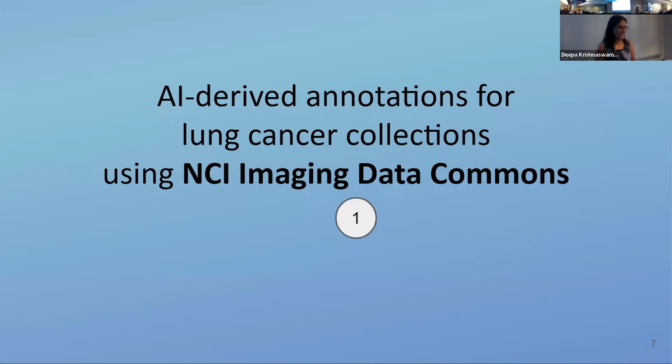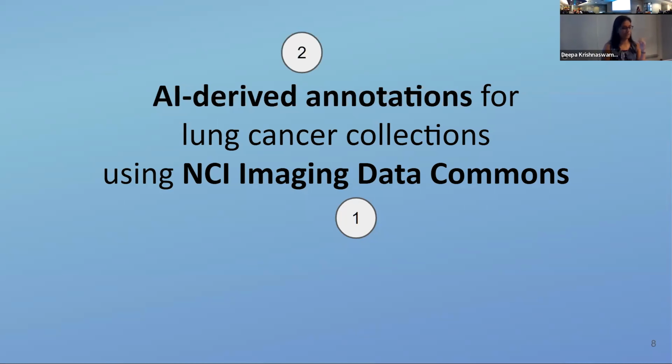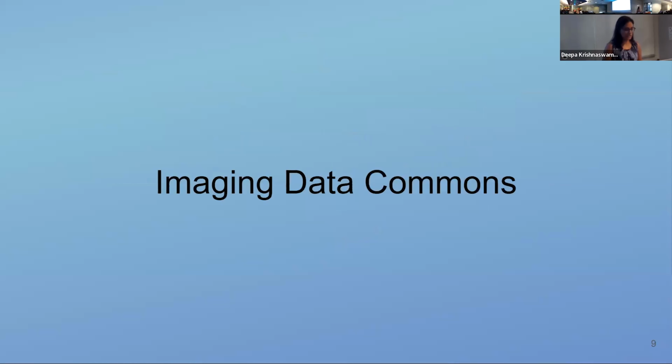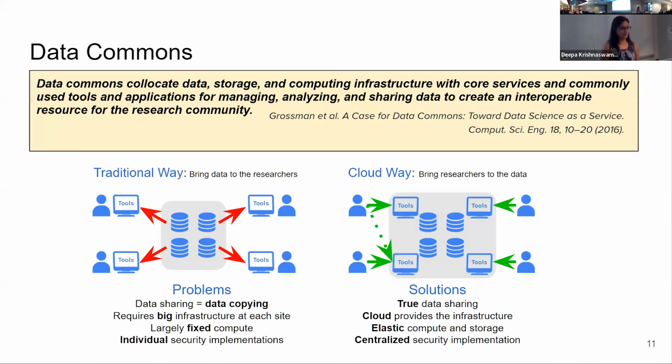So let's start with the talk. The first thing I wanted to talk about is what exactly NCI Imaging Data Commons is. That's going to be the first part of the talk. And then afterwards, I'll talk about what types of annotations we actually generated using AI approaches. So let's start with Imaging Data Commons.